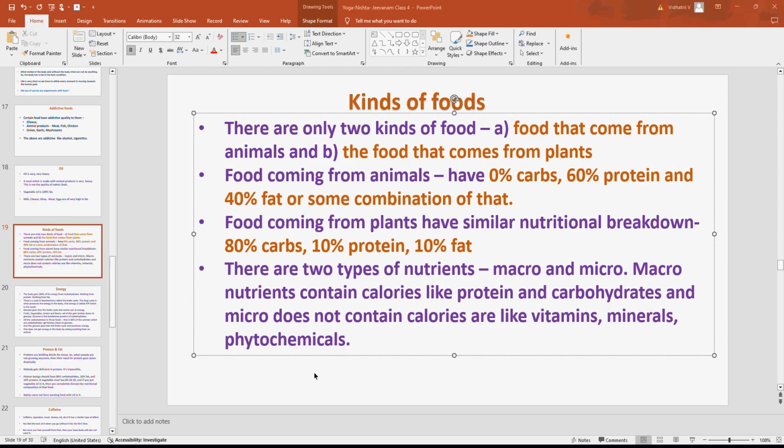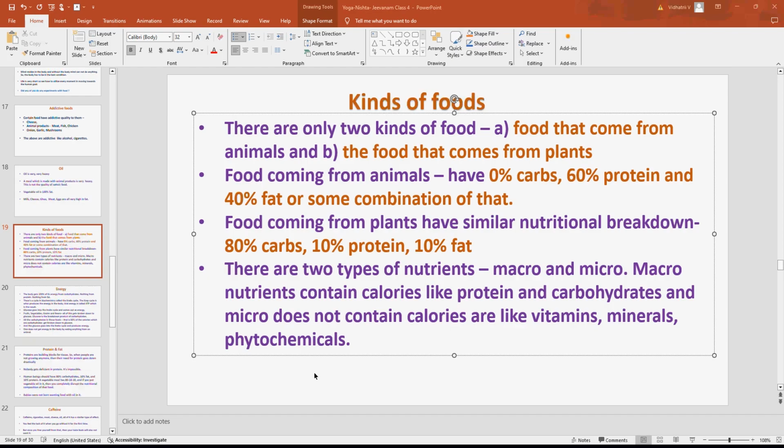So if you recall, last week we talked about Sattvika Ahar. There is a little bit more I would like to share on the same topic. Last week we mentioned that there are two kinds of foods, one that comes from plants and the other that comes from animals.